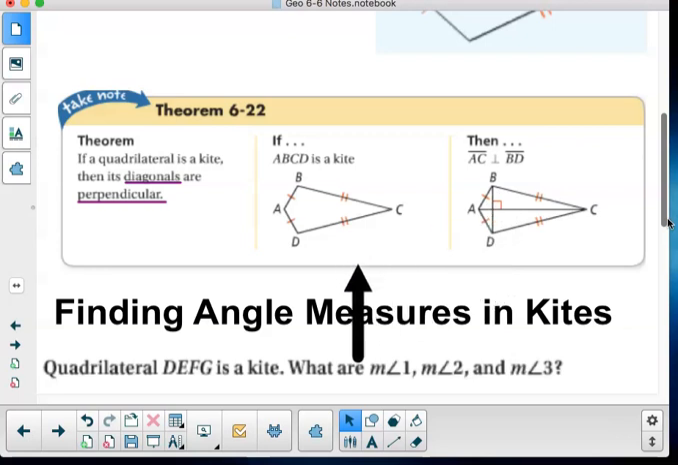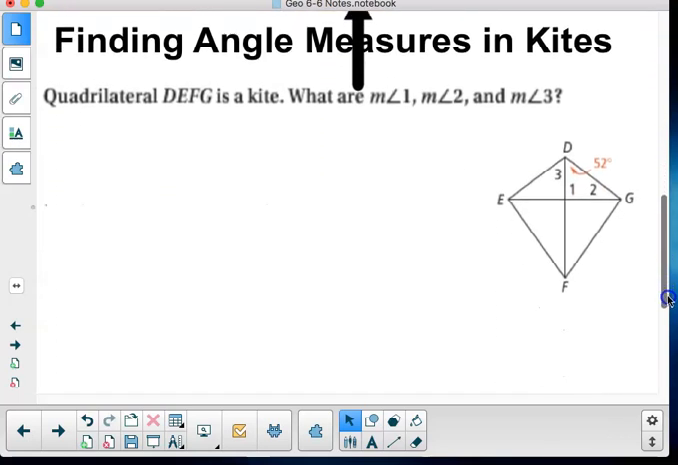All right, now let's see what we know about a kite. Finding the angle measures in a kite. Quadrilateral DEFG is a kite. What are the measures of angles 1, 2, and 3? So we've got to find these measures. We've got to keep in mind when we're looking at this kite, this is my long axis and it is the mirror line of my kite.